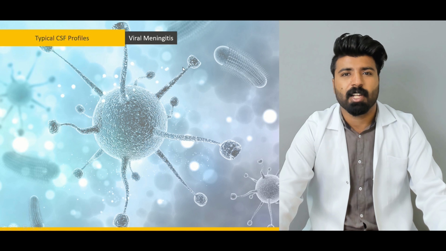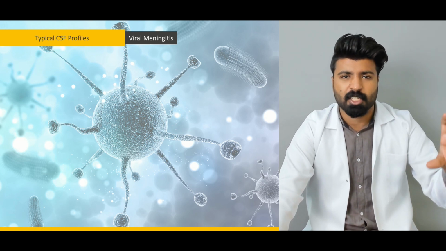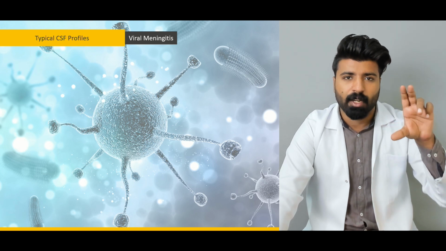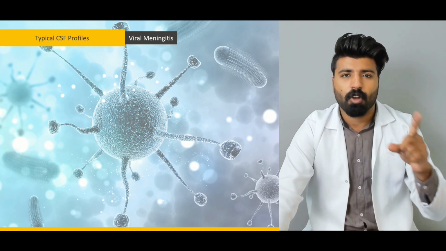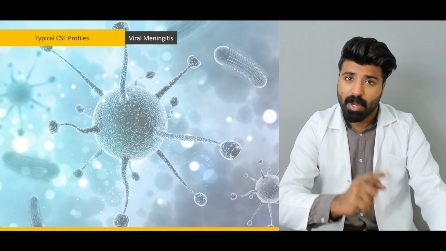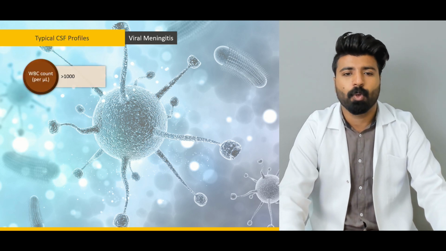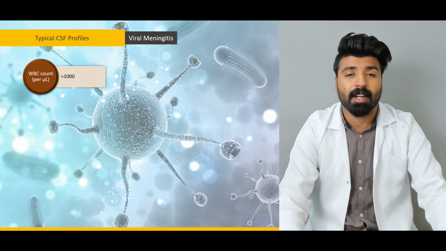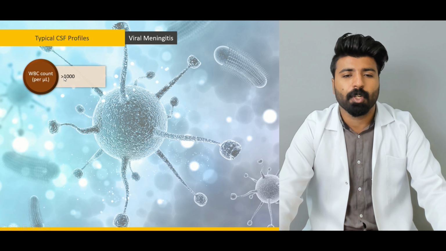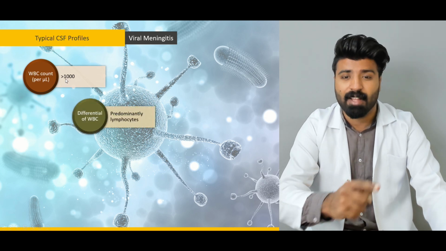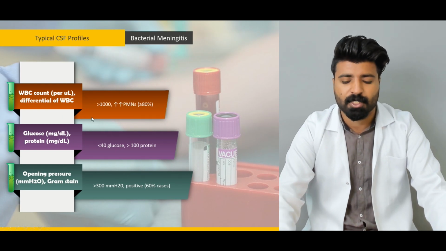Now let's talk about viral meningitis. We talked about bacterial meningitis. We looked at its typical CSF profile and we said that if a patient presents to you and these are the stats, we always say it's bacterial. But what if it's not up to that mark, not up to that criteria? What do we go for? We go for the other diagnosis, which is viral meningitis. In this, the WBC count per microliter is going to be more than 1000. Just like that. Let me revise it back to you. Bacterial also had more than 1000 WBC count.